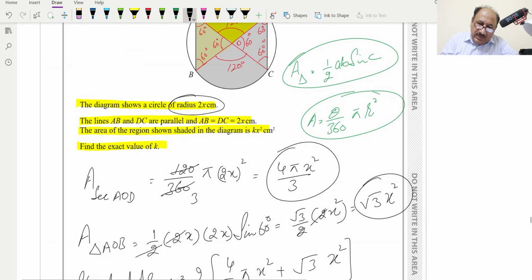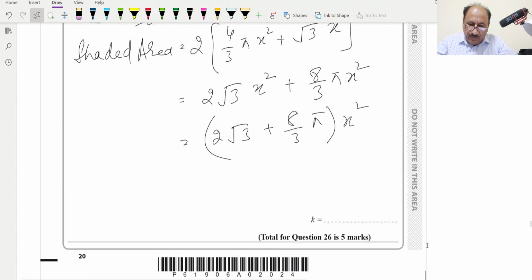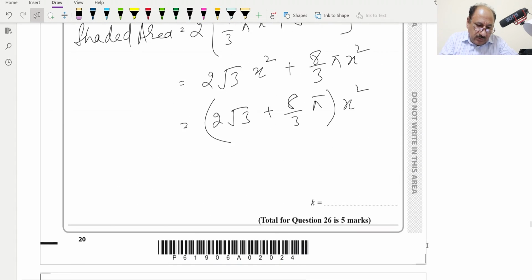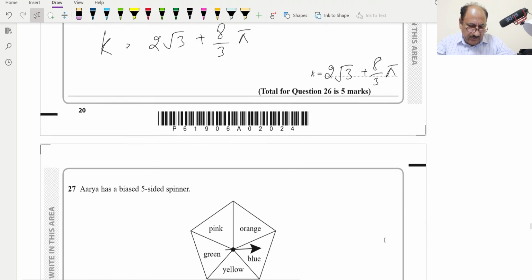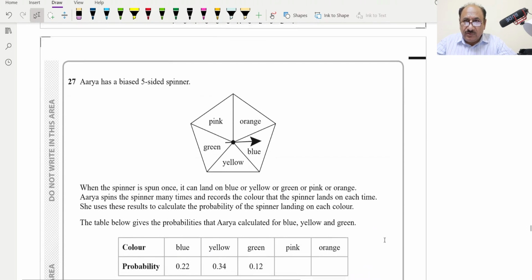In the question they have written kx squared, so the value of k we need to find, and k will be equal to 2 root 3 plus 8 by 3 pi. This will be our k value as the answer, which we are providing. Hopefully you are understanding this. This is a very straightforward, simple question.